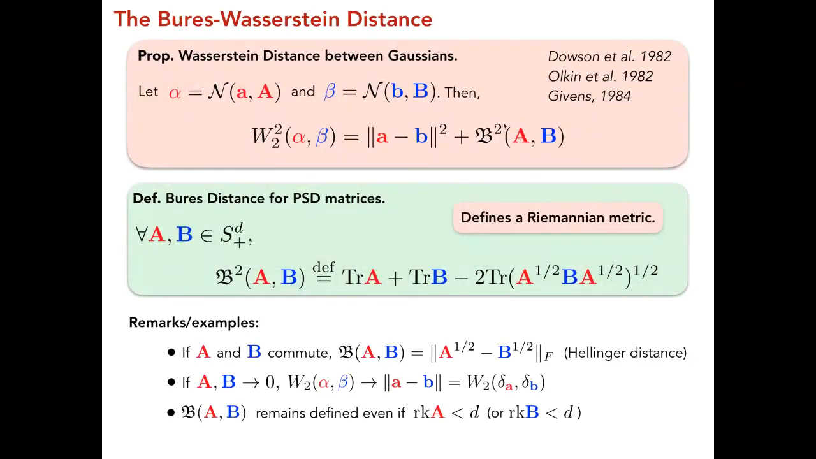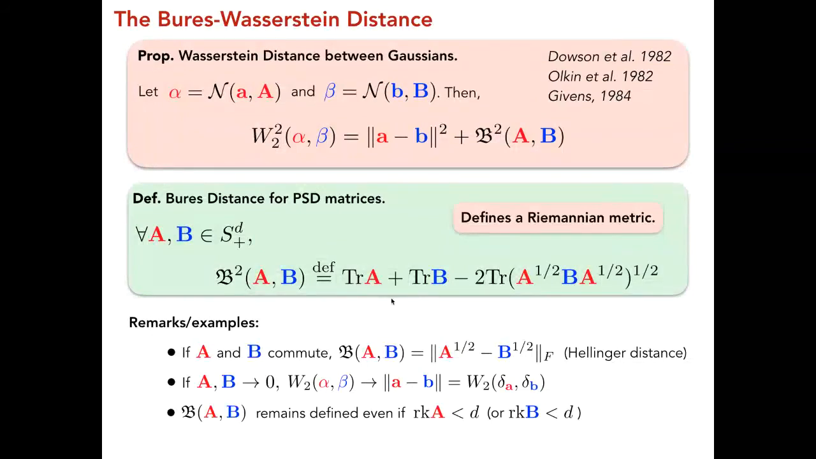And this distance between covariance matrices is called the Bures distance for positive semi-definite matrices. So the Bures distance, this distance that's written right here, is defined on the cone of PSD matrices, on which it defines a Riemannian metric. It's the sum of the traces of A and B minus the trace of this matrix square root, which is a bit scary. So let us look at some particular examples to see how it can behave.